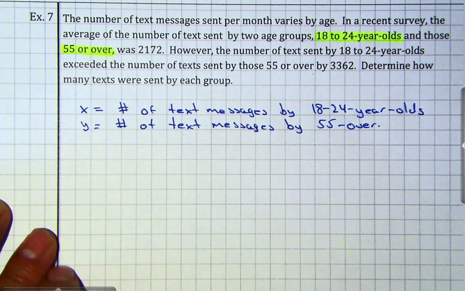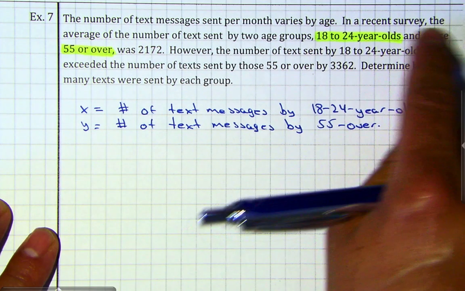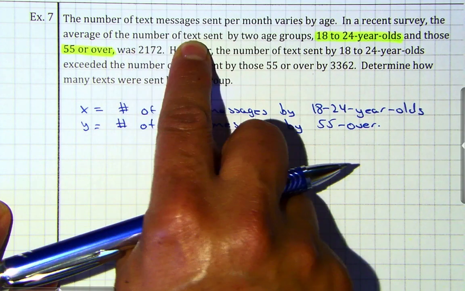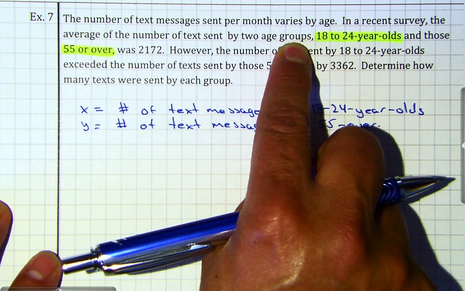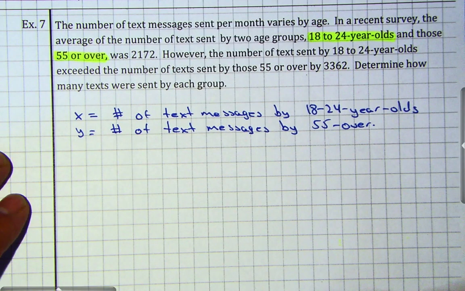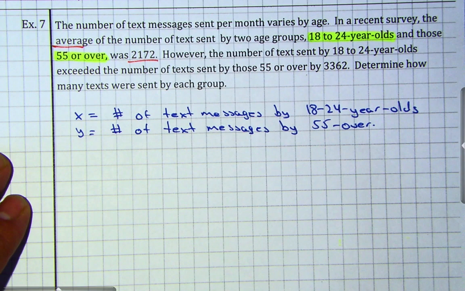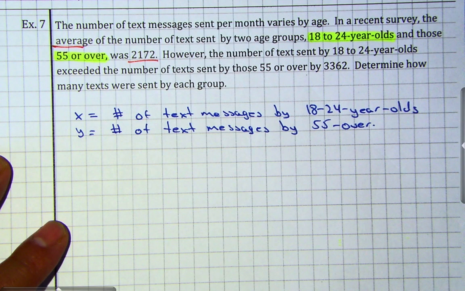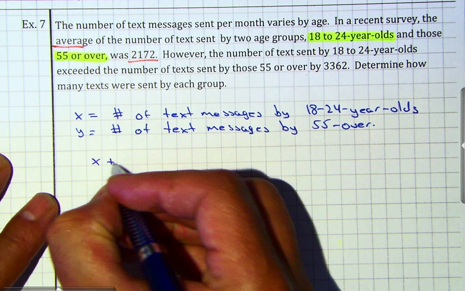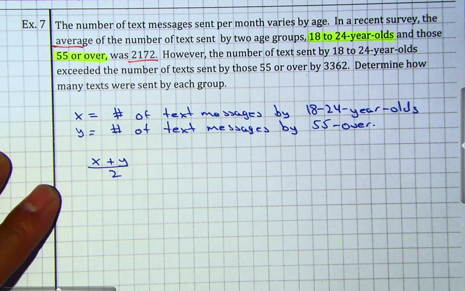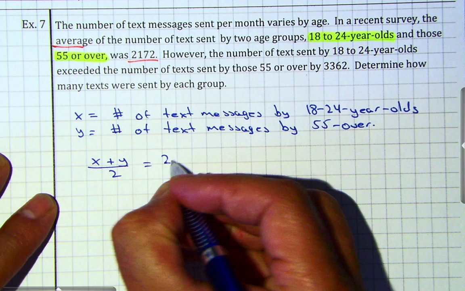Now, how can I set up an equation? So it says in a recent survey, the average of the numbers of texts sent by two of the age groups. So I need to be able to find the average was 2172. So how do I find the average? Correct. So it'll be x plus y divided by 2. And that'll be equal to 2172.